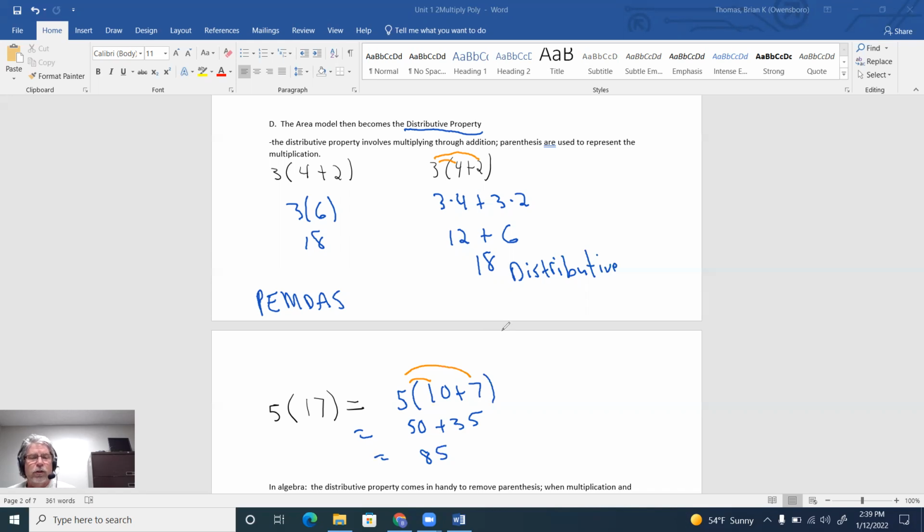And that's how we're going to be approaching some of the algebra questions, is using the distributive property. So let me catch your breath again. Y'all can do the same.